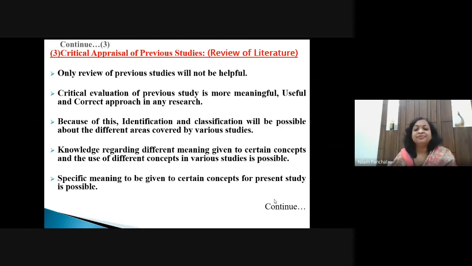Knowledge regarding the different meanings given to concepts and the use of different concepts in various studies is possible, and a specific meaning to be given to certain concepts for the present study is also possible. So, when you're doing a literature review in a research paper, or for that matter any research, you should try to see that you have critically appraised the previous studies.